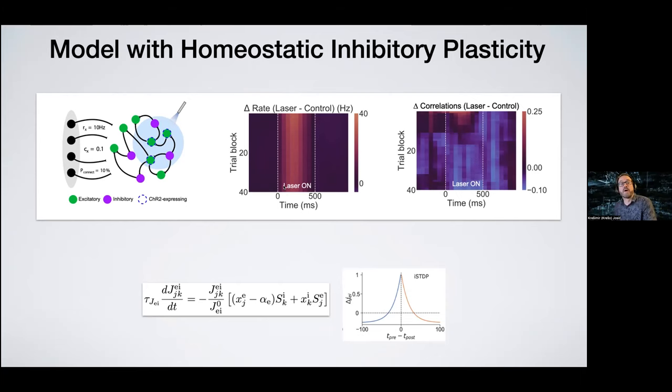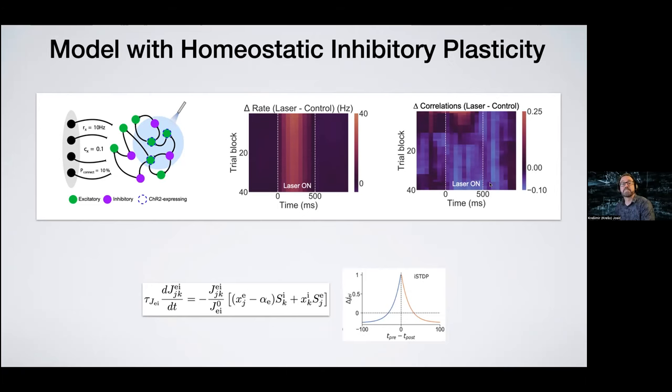When the laser is on, the inhibitory plasticity is actually not strong enough to drive the activity down during the laser on part of the trial. The laser is just too strong. It effectively drives the cells as fast as it can. But the inhibitory plasticity is still recruited. The inhibitory plasticity tries to keep the network from blowing up, from running away. And it has the effect of reducing the correlations in the network in exactly the way in which we see in experiments.